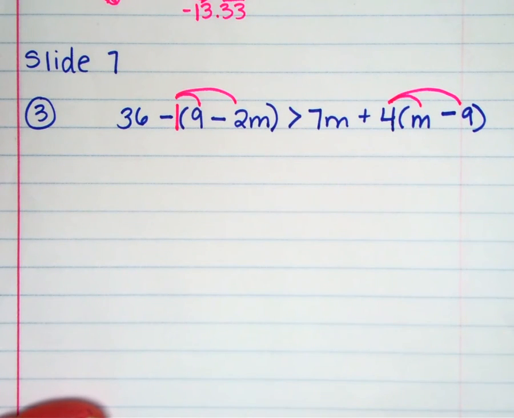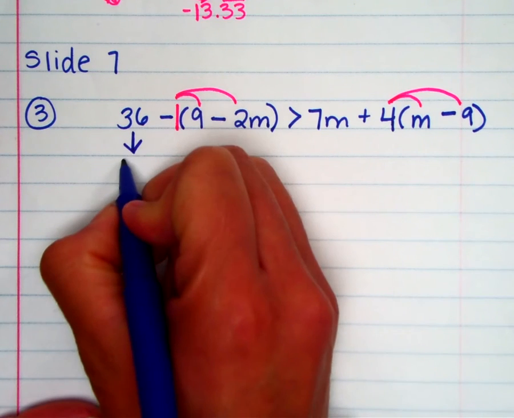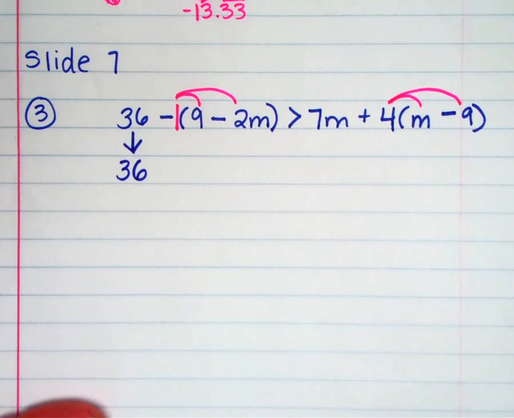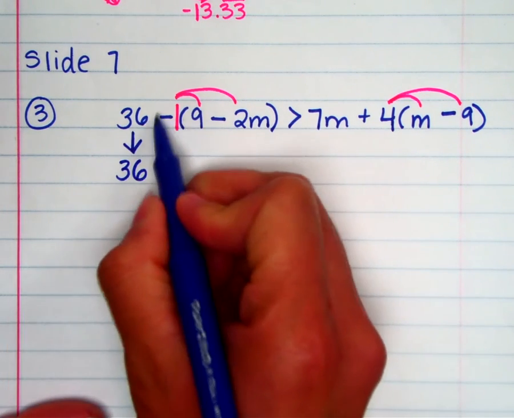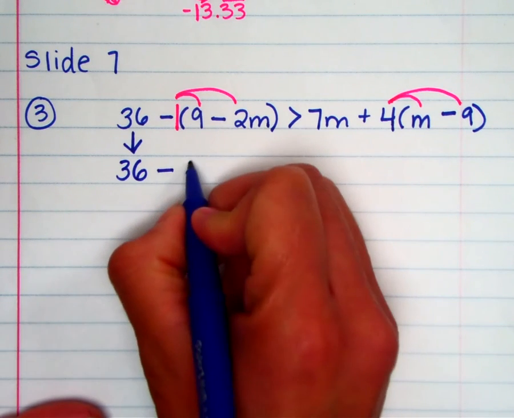So first, let's work on the left. 36, there is no multiplication with this because it's on the outside, so you bring it straight down. When you multiply a negative 1 with a positive 9, it's going to be a negative 9.